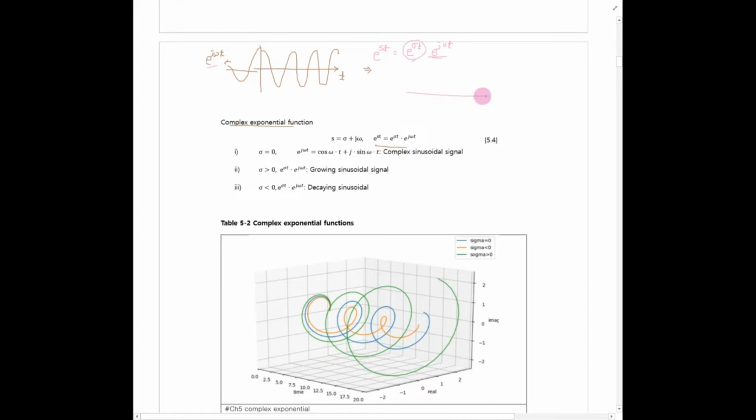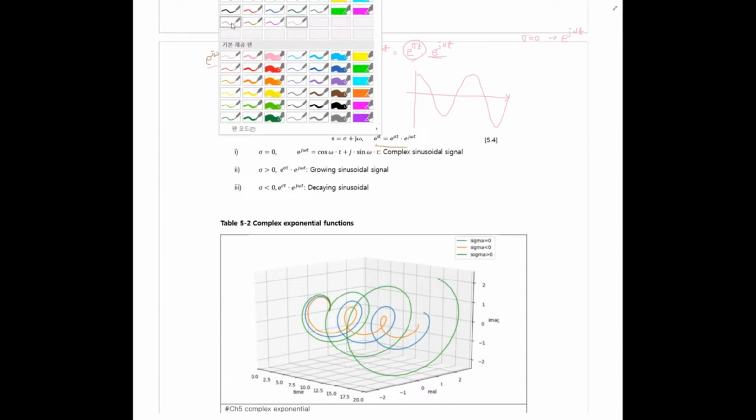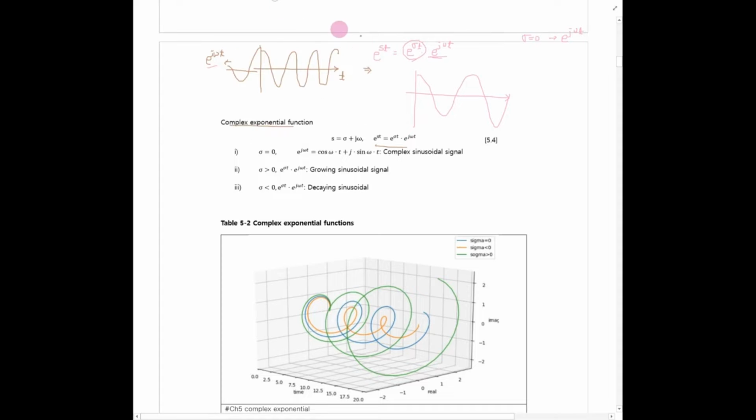Then, if sigma equals 0, in this case it's just e to the j omega t. So the real part is cosine omega t. It's the same as this one. Okay. Next, consider when sigma is negative.